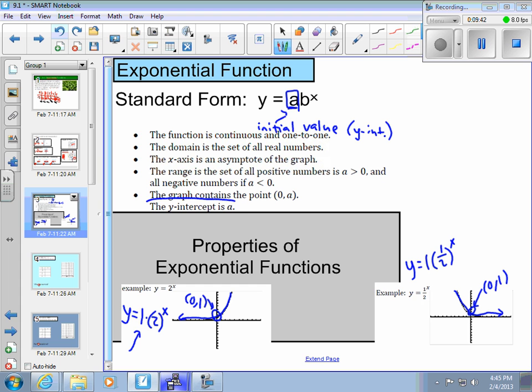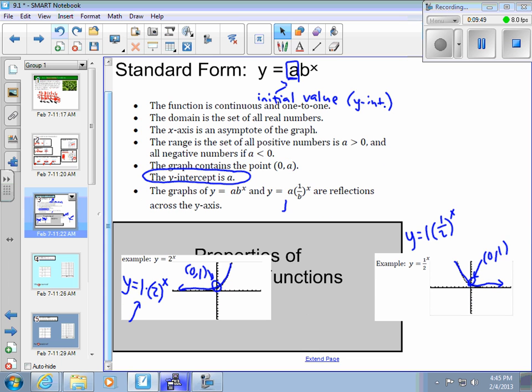That one is one that you should know. That's an important property. All right, finally, the graphs of these functions are reflections across the y-axis. If you take a look at those two graphs, you can see they're just mirror images of one another. And that has to do with the fact that in this one, we have b, and in this one, it's the reciprocal of b. So therefore, they are reflections.